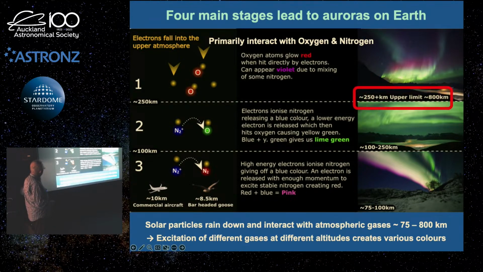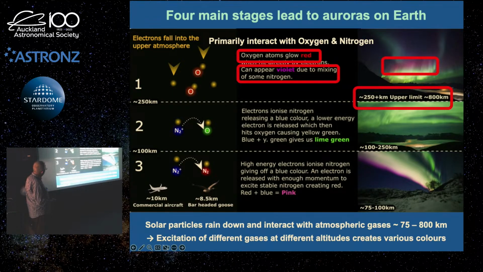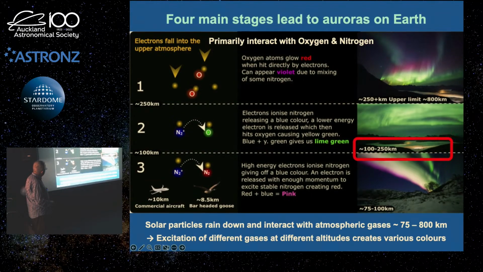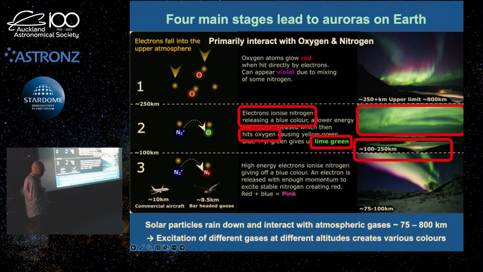First up, between about 250 kilometres to about 800 kilometres upward, it's predominantly oxygen that's glowing, and that causes the red colour. You also get a little bit of mixing with a little bit of nitrogen as well, and you get this violet colour up here. Moving down to altitudes of about 100 to 250 kilometres, it's predominantly nitrogen that's getting fully ionised, and you get a little bit of oxygen up there, just mixing in with it, a bit of oxygen getting excited, and that creates this lime green hue here.